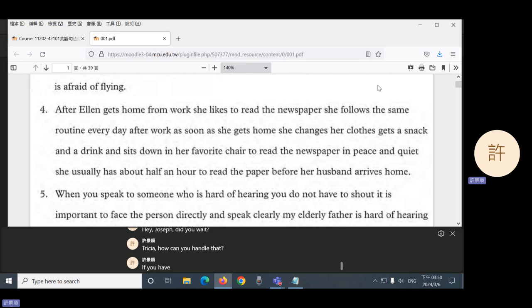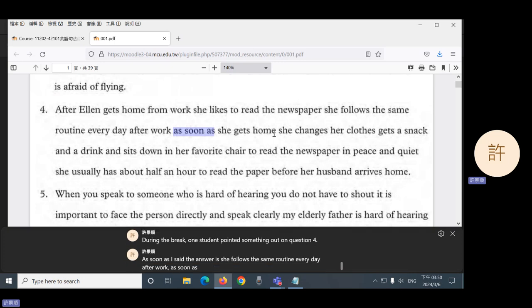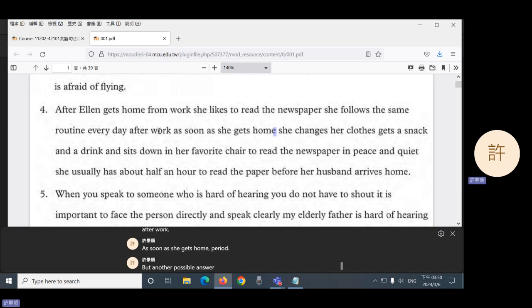If you have a question, you should always ask. During the break, one student pointed something out. On question four, I said the answer is, "She follows the same routine every day after work as soon as she gets home." Period. But another possible answer is "after work." Period. Capital A, "As soon as she gets home," comma. This one actually makes a little more sense.